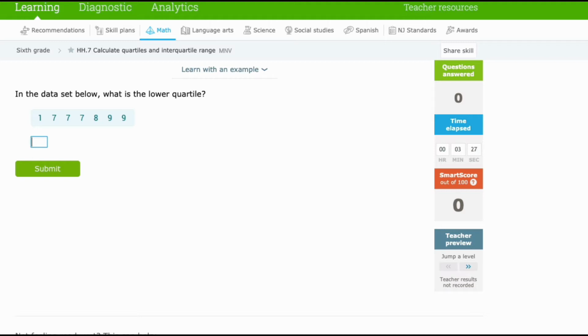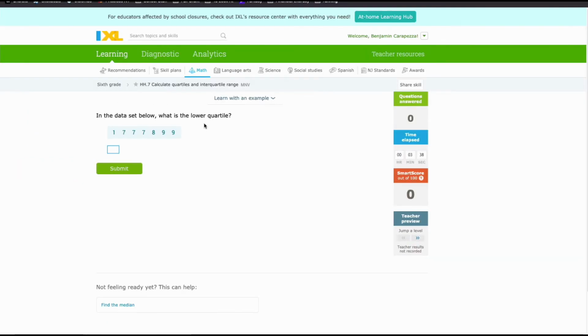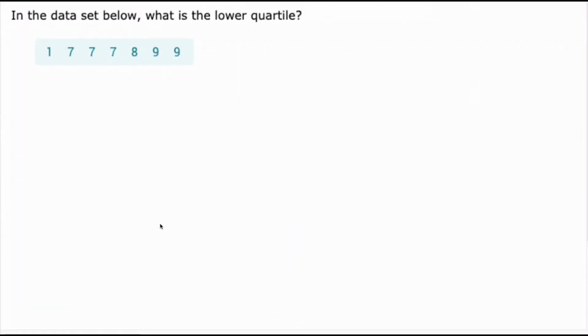So here is exactly what you will see on your screen, just with different numbers. Some of the questions are going to say, in the data set below, what is the lower quartile? All right, quick recap. A quartile, remember, we had the upper quartile, the lower quartile. Sometimes that's called Q1, quartile 1, or Q3, quartile 3. How do you even find that? Quartile is a fancy word for cutting your data into fourths, so we're going to cut it into 4 sections.